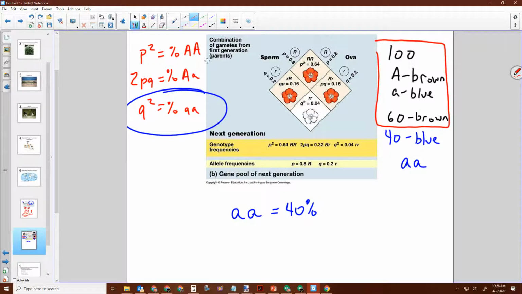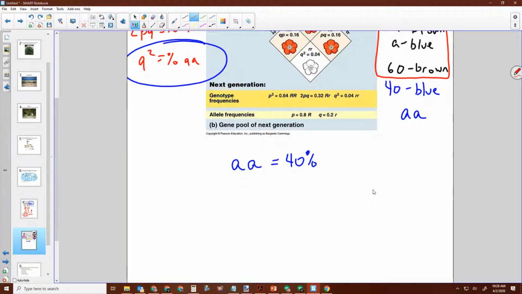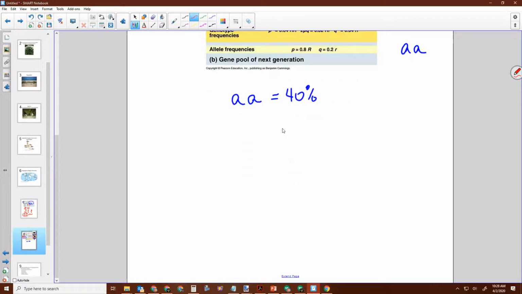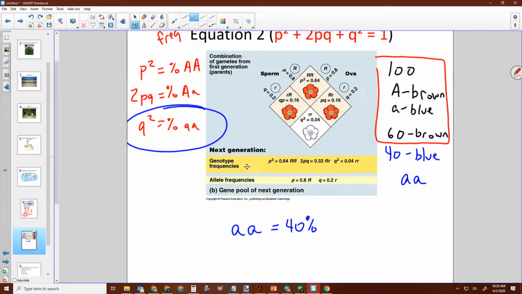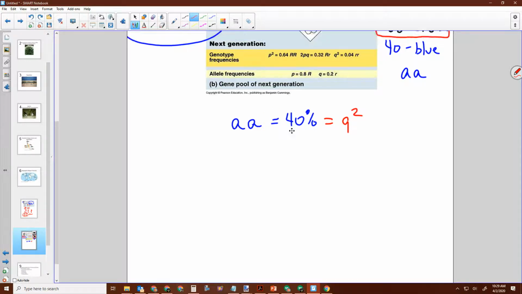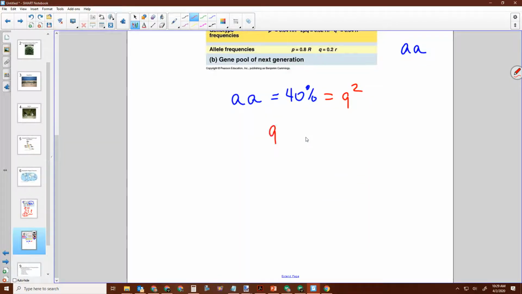From that info, I was able to derive that 40 people have blue eyes. And I know that the genotype for blue is little a, because I was told that here. And I know that 40%, because 40 out of 100 is 40%, have this genotype. I also know that the percentage of little a is equal to Q squared. And so I also know this, right? Based off just things that are known, things that we've already said. And so I could say that Q squared then is equal to 0.4.